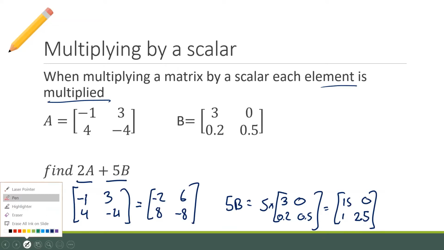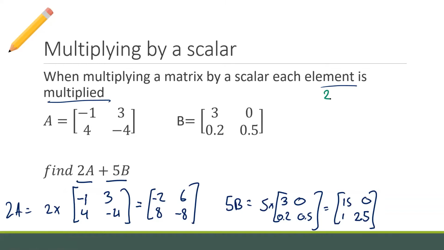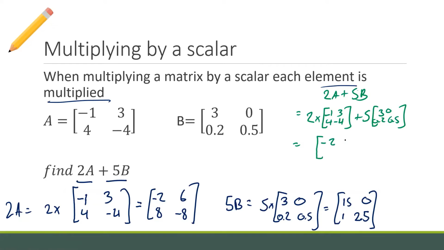So now, 2a plus 5b is the same as saying 2 times -1, 3, 4, -4 plus 5 times 3, 0, 0.2, 0.5. Now we've already done that, so it's actually equal to -2, 6, 8, -8, and the other one is plus 15, 0, 1, 2.5. Well, that was close.